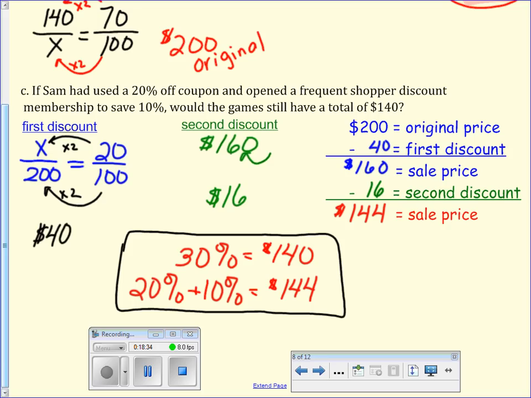This time I'm paying $140. This time I'm paying $144. Which one am I paying less money? Which one is cheaper? Is $140 cheaper? Or is $144 cheaper? Which would you rather pay? Yeah, I'd rather pay $140. Because then with those extra $4, I could buy a bottle of water and a Twix bar at the checkout on the way out. Okay?